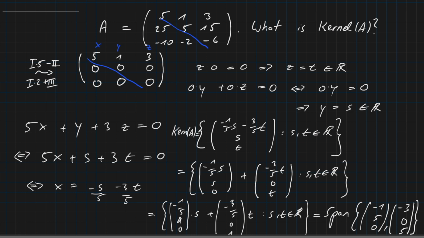So this is the kernel of A. And now we are given even two vectors which are generating the kernel, and we can also see that the dimension of the kernel is 2 and generated by two vectors which are linearly independent from each other.